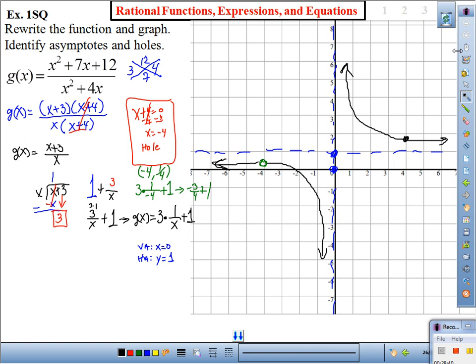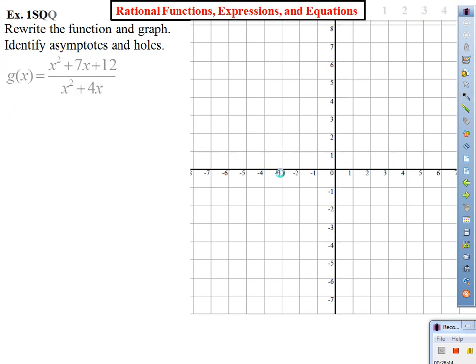Okay, let's get another one started. Here we go. Copy this one. Example 1, super duper Q. Let's see how you do with that one. Example 1 super duper Q is g of x equals x squared plus 5x plus 4 over x squared plus x. Copy that and go.